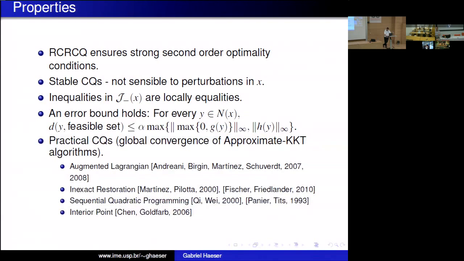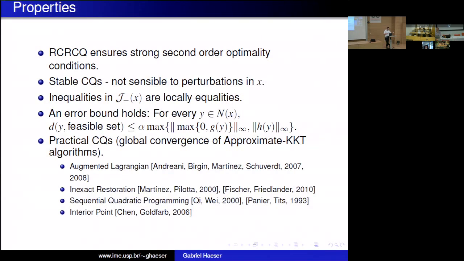And the difficulty here is that for the Mangasarian-Fromovitz condition, you have a bounded set of Lagrange multipliers. In fact, an equivalent way to define the Mangasarian-Fromovitz condition is by saying that the set of Lagrange multipliers associated to this point is a bounded set. So for the other conditions that are weaker than Mangasarian-Fromovitz, we have an infinite set of Lagrange multipliers. So you may have unbounded Lagrange multipliers.